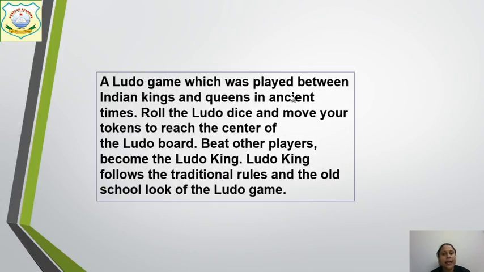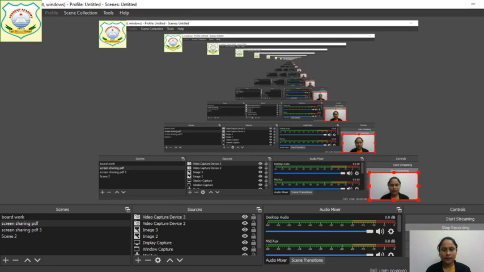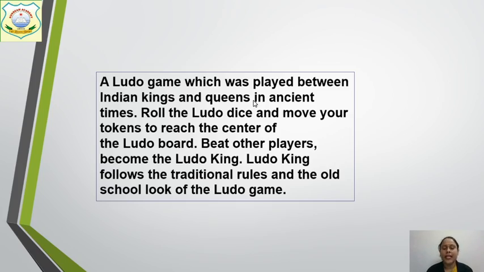Now children, let's see what Ludo actually is. Ludo is a game which was played between Indian kings and queens in ancient times. So it's not a very new game. Ludo is a very old game and it has been played for years and years. It's a very ancient game. Okay. And it was played by the earlier kings and queens, who were the kings and queens of the past. It was being played by them. So Ludo, everyone knows what Ludo is. It is a game that was played between Indian kings and queens from the ancient period. From very old times, kings and queens used to play this game of Ludo.